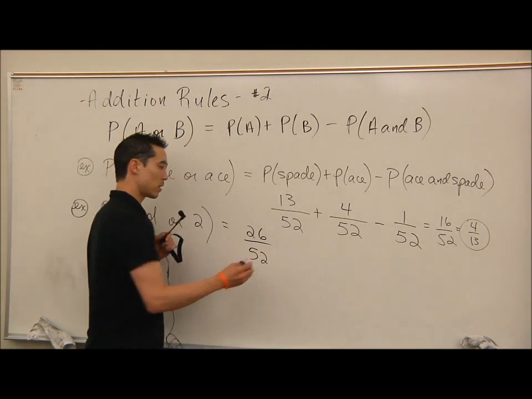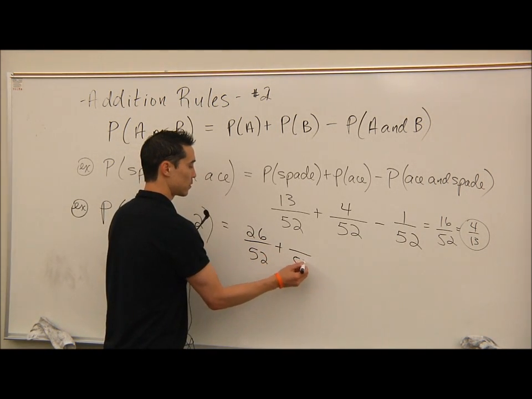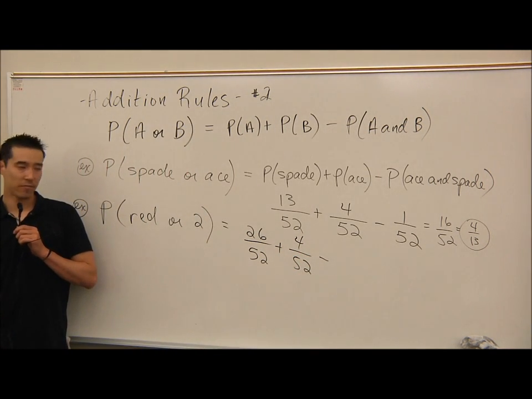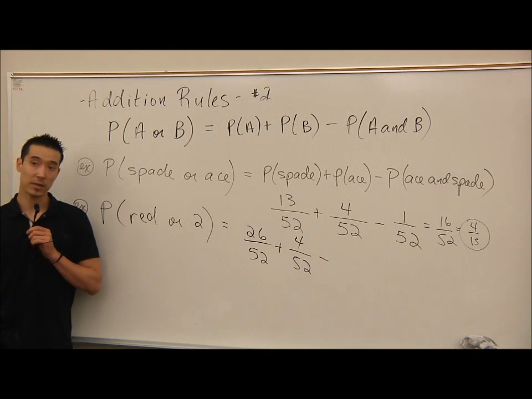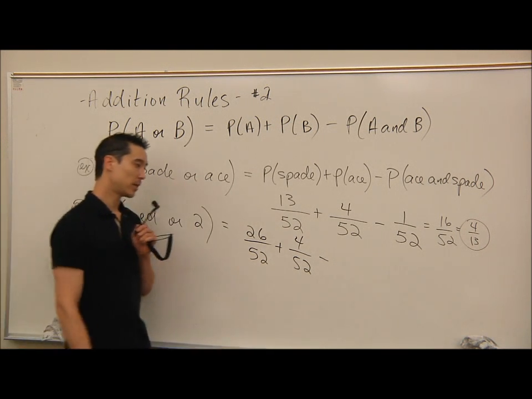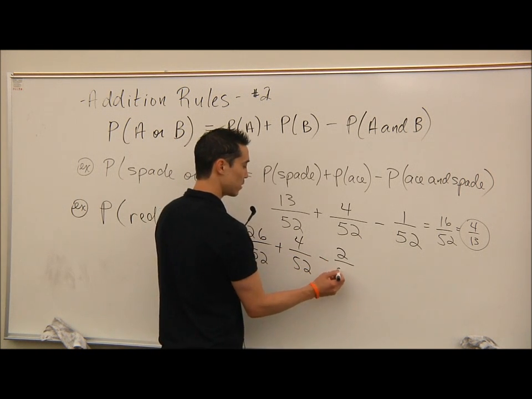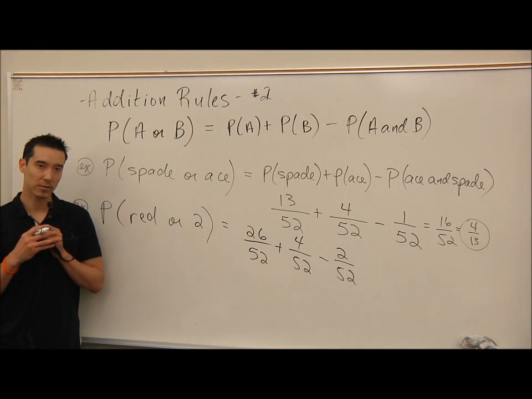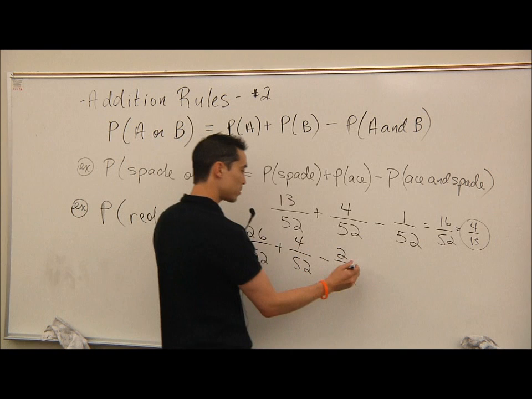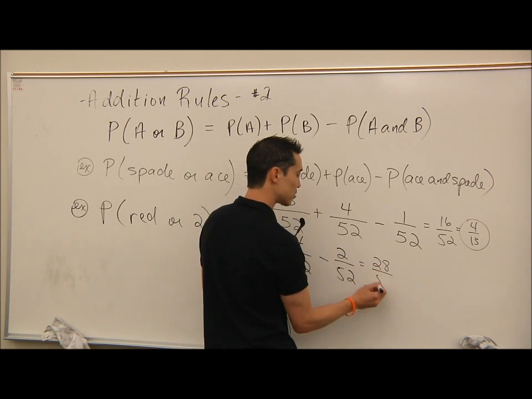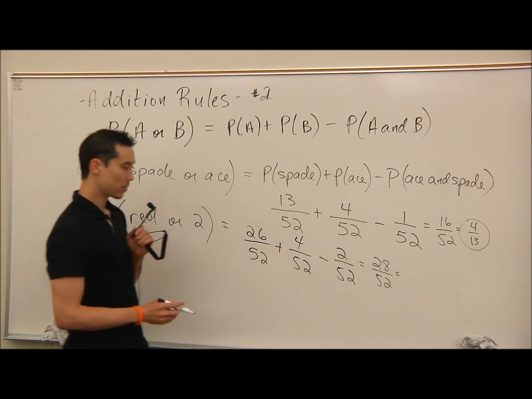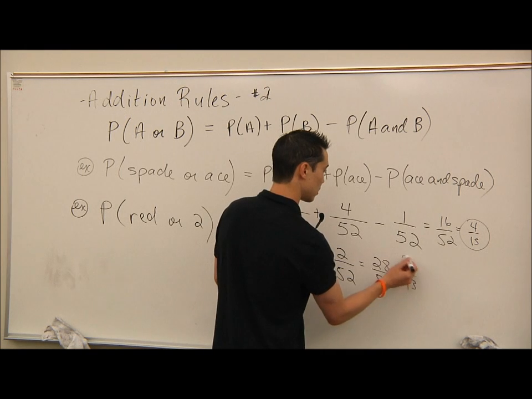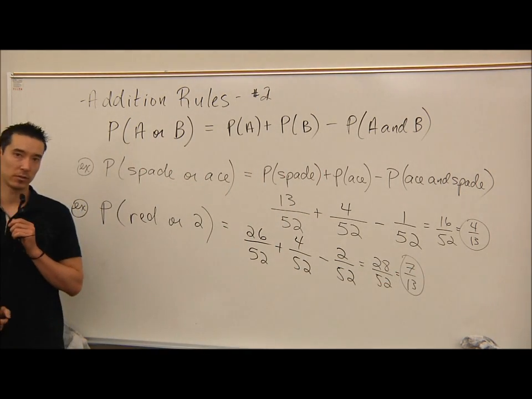How many 2s are in the 52 cards? 4. There's 4. Okay. How many instances do we have both a red card and a 2 occurring at the same time? 2, right? The 2 of hearts and the 2 of diamonds. So I've counted those 2 cards twice, so I have to subtract those away. And this will give me 30 minus 2, which is 28 out of 52 cards. 4 goes into both of those. What, 7 13ths? Okay. That's how we do the addition rules.